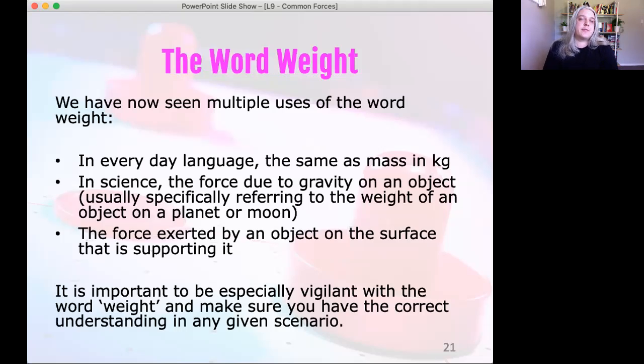So we've now seen several different uses of the word weight. We've got everyday language where weight means the same thing as mass in kilograms if we're talking scientifically. We've got the weight force due to gravity, which is the gravitational attraction of an object and a planet towards each other, and the force exerted by an object onto the surface that is supporting it. So we've got these three different definitions, and therefore it's especially important to be vigilant about what you're talking about when you talk about weight force. Right? So do be careful about that word.